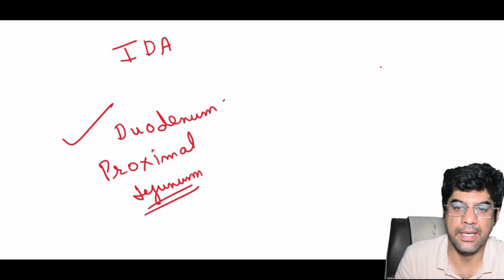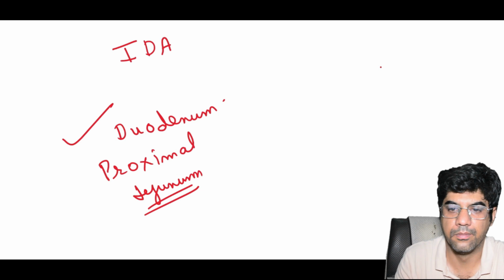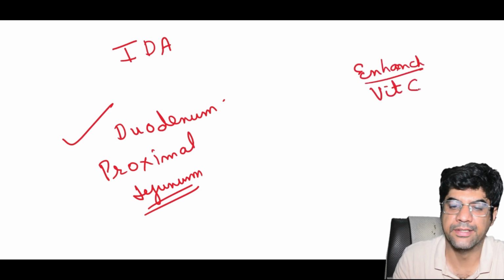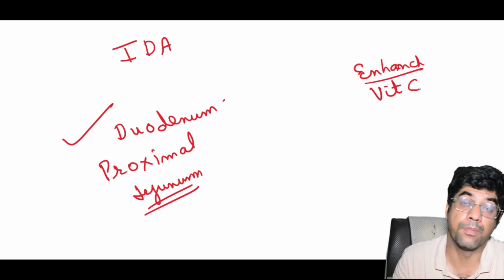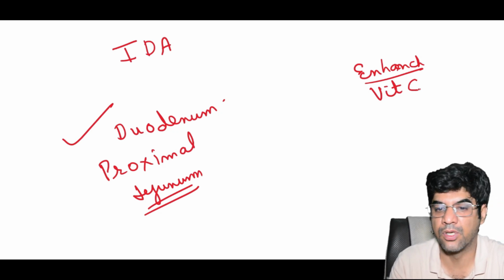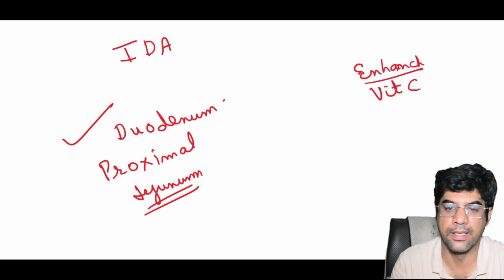Now, iron, remember, is absorbed mainly in the duodenum and proximal jejunum. Remember, the heme iron, that is from animal sources, is better absorbed than the non-heme iron that has a plant source.